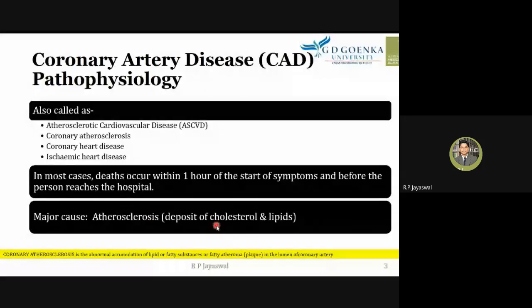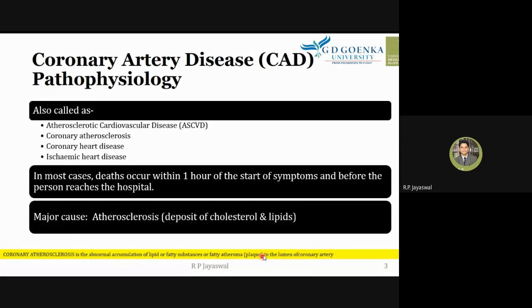Atherosclerosis is a medical term defined as a deposition of cholesterol and lipids in the blood vessels. If atherosclerosis takes place in the coronary artery, we call it coronary atherosclerosis. Coronary atherosclerosis is defined as an abnormal accumulation of lipid or fatty substance, or fatty atheroma, also called a plaque, in the lumen of the coronary artery.